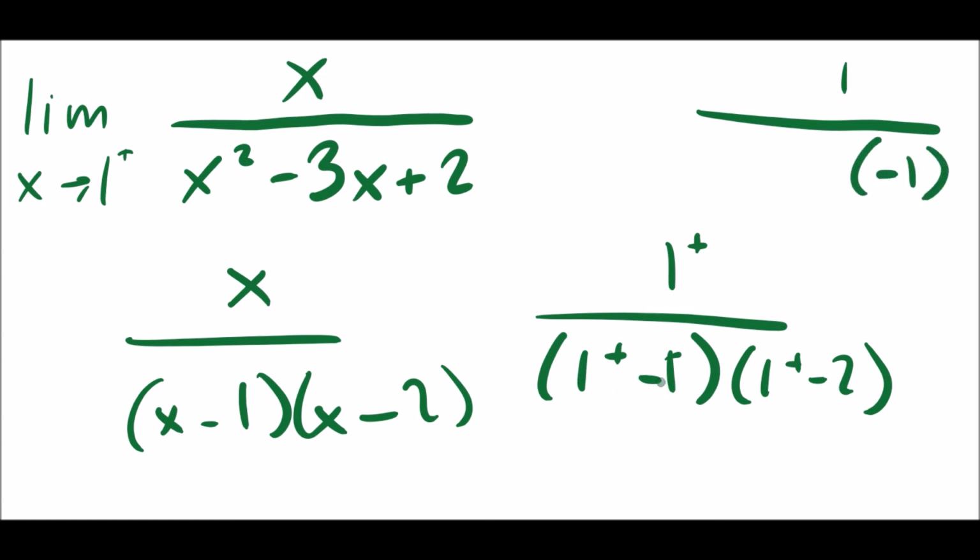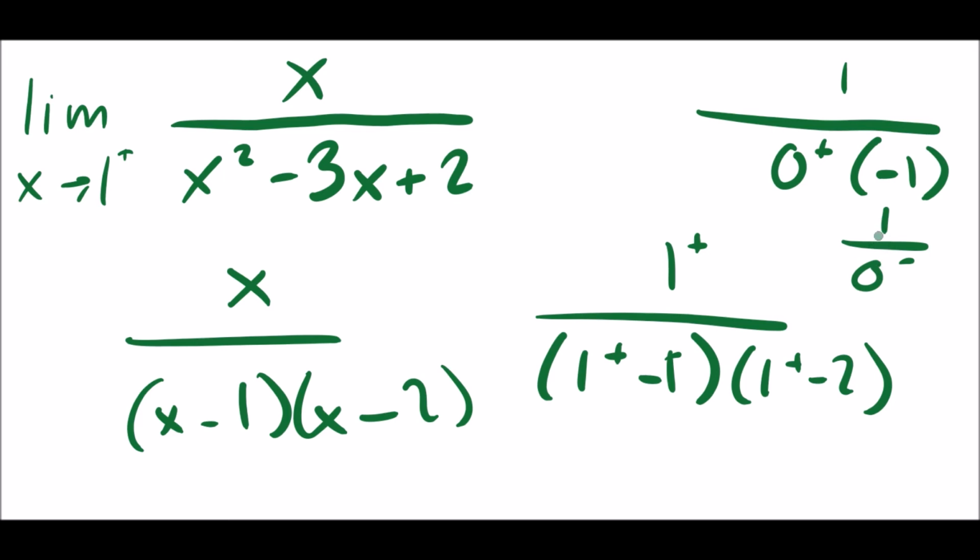And then 1 plus minus 1, well 1 plus is a number that's really close to 1, but a little bit bigger than it. So a big number minus a small number, that's going to be a positive number, and in this case it's going to be a 0 plus. And so again, this negative makes this 0 plus into a 0 minus. So we end up with a 1 divided by 0 minus.